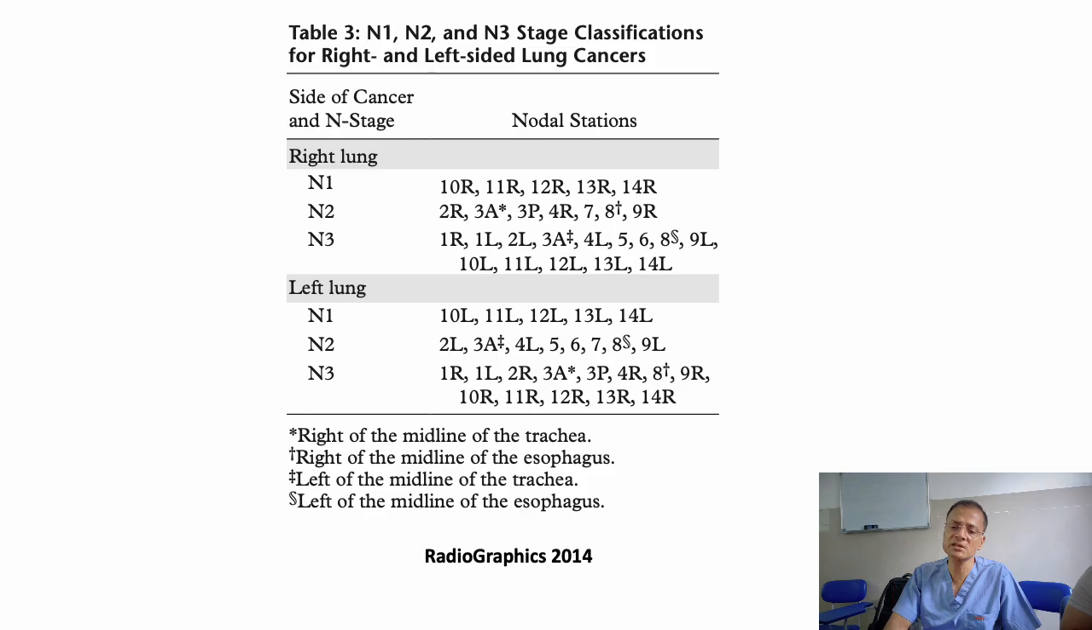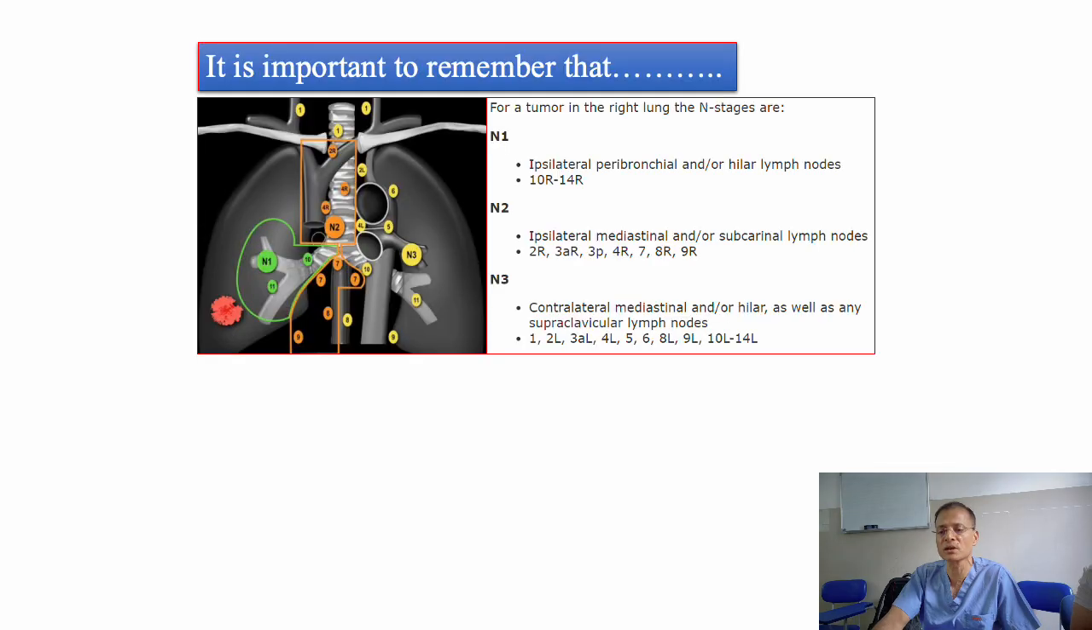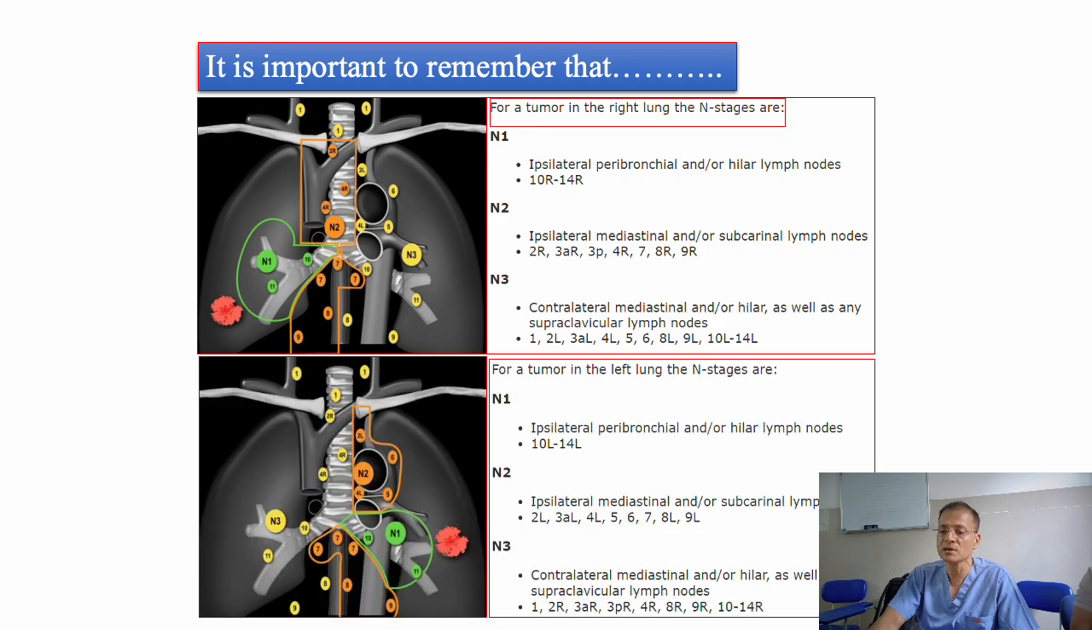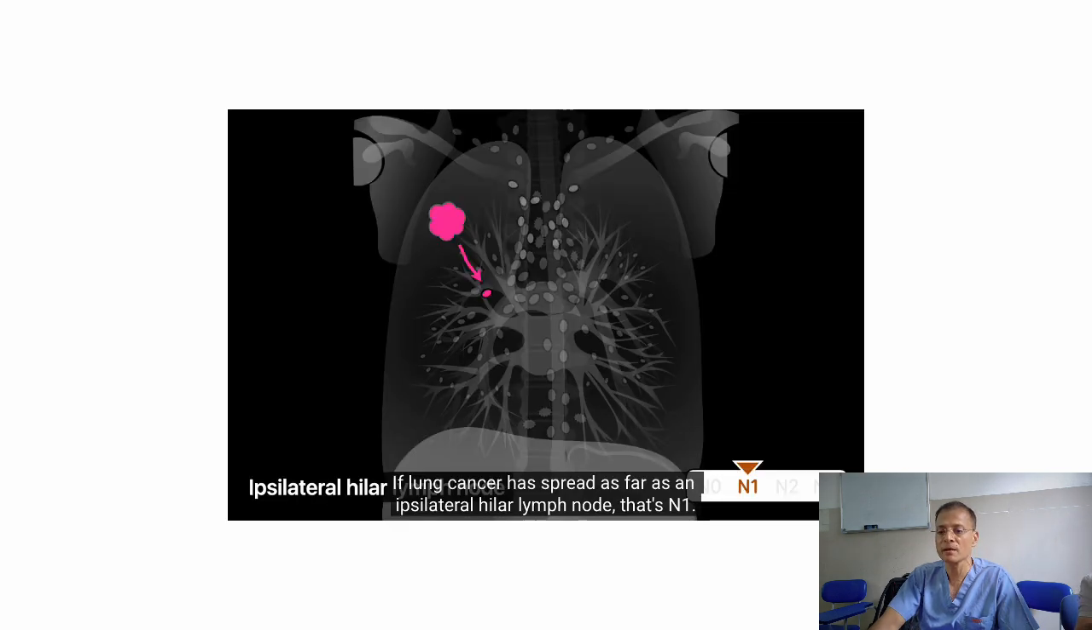Now in the nodal stations, again, this could be N1, N2, N3. This is just to remember which group of lymph nodes we can call N1 and which we call N2 for the left and right side. But it's important to remember these stations, again emphasizing whatever I said. For the right side, this boundary makes the 2R due to the left side of the trachea. Again, we must remember these things. So now, for example, if the tumor is in the hilum, this will be the N1 group of lymph nodes, as shown here. If it goes to the mediastinum, this will be the N2 group.